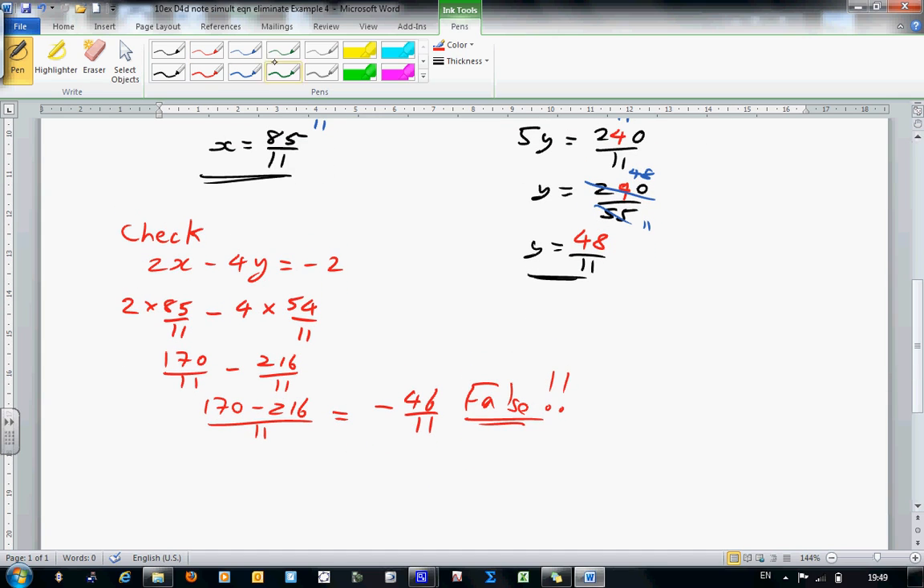2 times x is 2 times 85 over 11 minus 4 times y, that's now 48 over 11. 4 times 40 is 160. 4 times 8 is 32. That's 192. 170 minus 192 is minus 22 over 11, which is negative 2. Ta-da! The end.